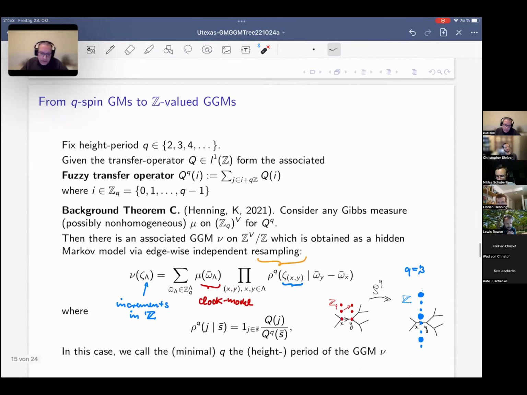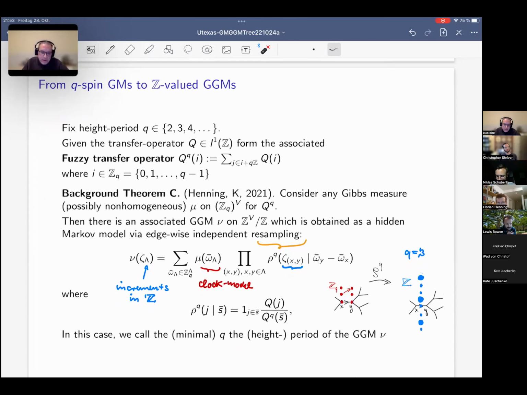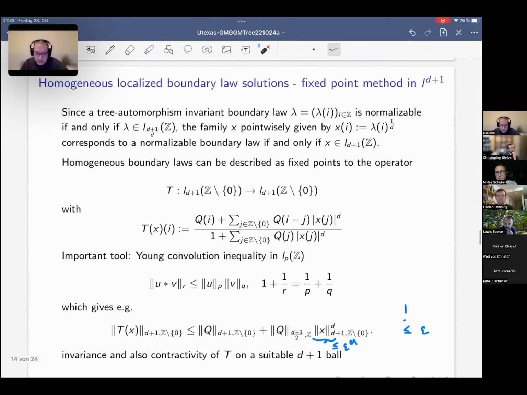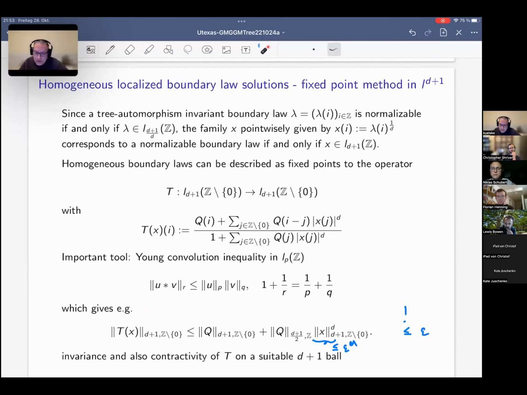There's an interesting part which I can only briefly describe, namely how to get these delocalized gradient Gibbs measures. We said we were looking for nice d plus 1 normalizable boundary law solutions, or x solutions corresponding to boundary laws. Nevertheless, other solutions can also be interesting, namely those which are periodic in the height direction. If they are periodic, they can never have any finite p-norm.